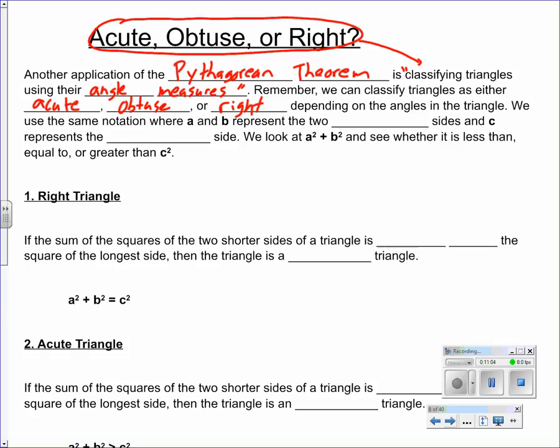So use the same notation. A and B are the two shorter sides, just like when we're working with right triangles, and C is always the longest side. And what we look at is see if a squared plus b squared is less than, equal to, or greater than c squared.